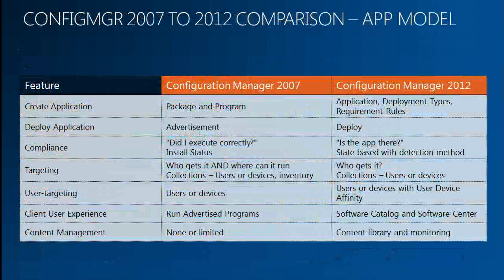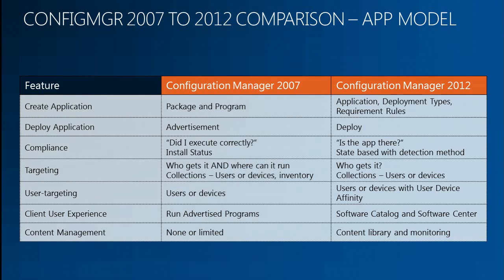So here's just setting some context around features in CM07 and CM12. When creating an application in CM07, you had the package program. In CM12, you have applications, which have associated deployment types, and those have requirement rules, detection methods, etc. To deploy an application in CM07, we have advertisements, and now we have what are called deployments.